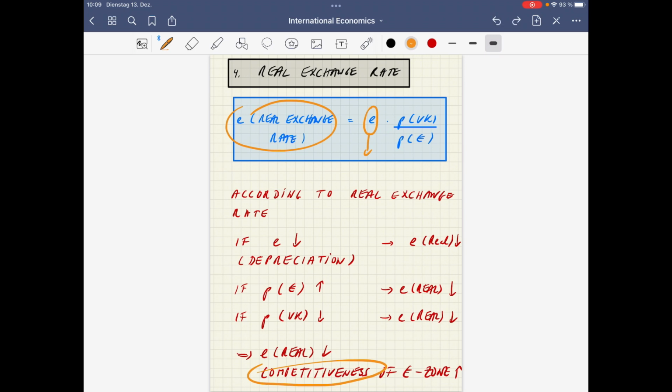So this is one channel. The second channel is if prices in the UK go down, for example, because wages go down relative to the Eurozone. And in this case, British products get cheaper relative to Eurozone products. The real exchange rate goes down, and that increases competitiveness for the British economy. And the third channel is if prices go up in the Eurozone relative to the UK, for example, because wages are increasing much more in the Eurozone, then the real exchange rate once again goes down and the British economy gets more competitive.